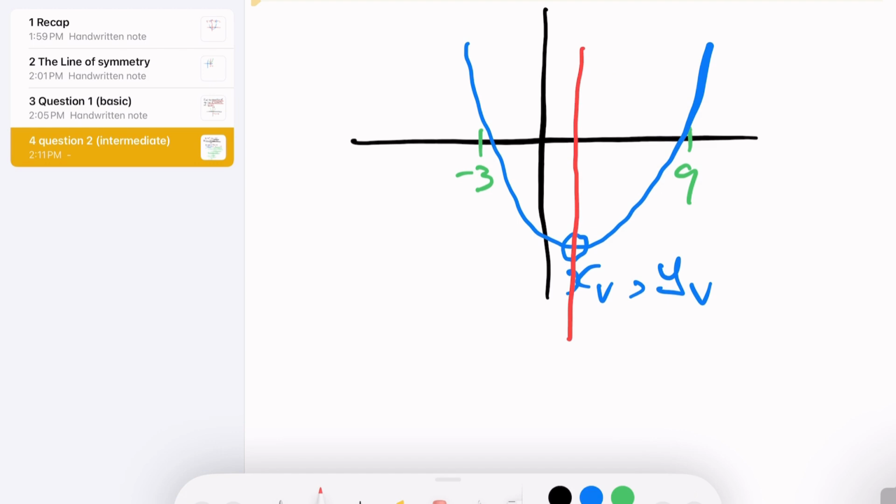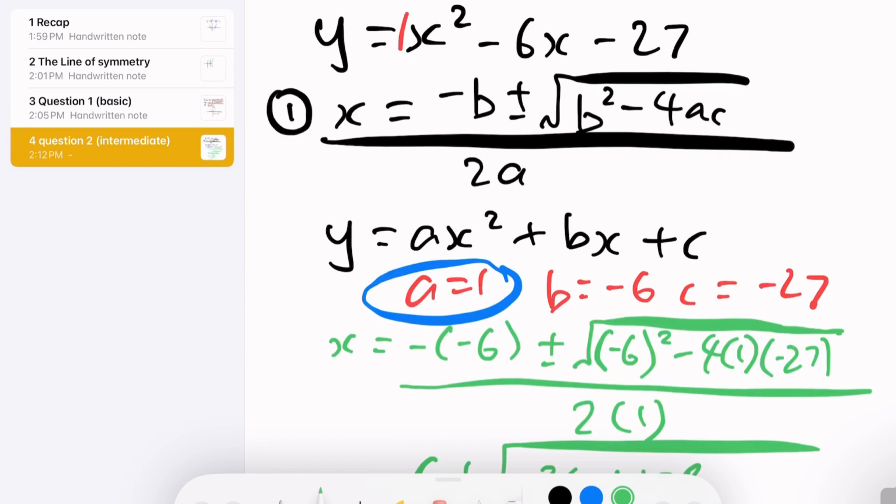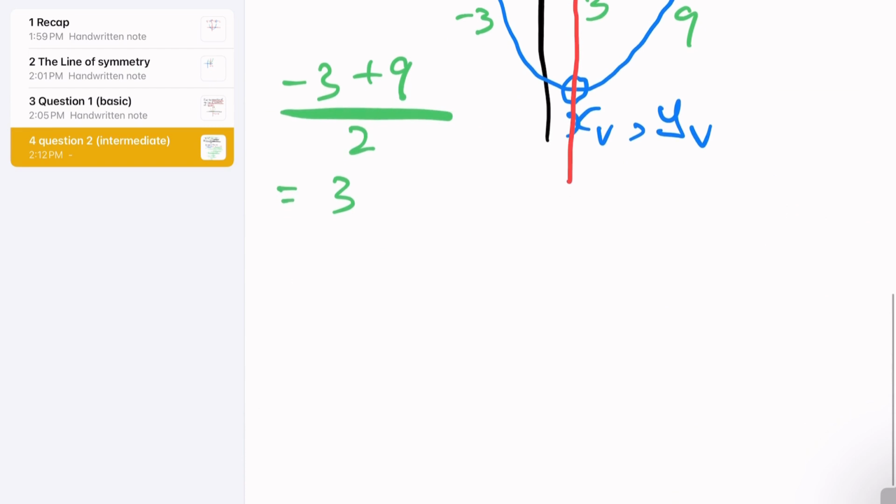So because it cuts the parabola in half, to find out where it cuts the x-axis in half, we simply have to add up the roots. So minus 3 plus 9 over 2, because it is in the middle of the two roots. So all we have to do is sum up both the roots and divide that by 2 to find the midpoint, which is 3. So the equation for the line of symmetry for this quadratic equation, y equals x squared minus 6x minus 27, is x equals 3.